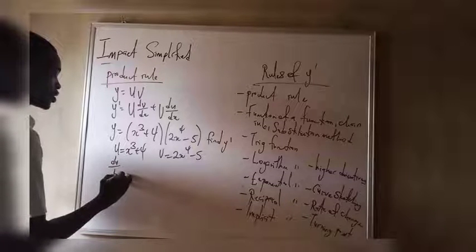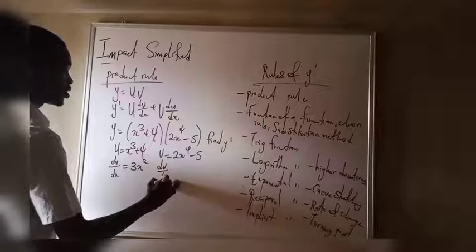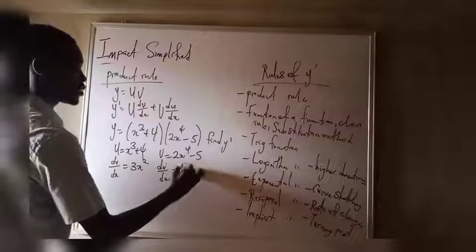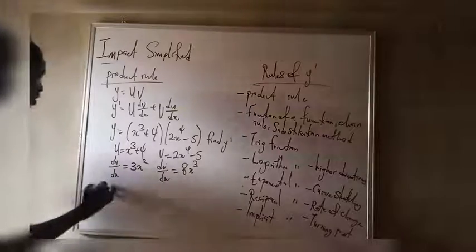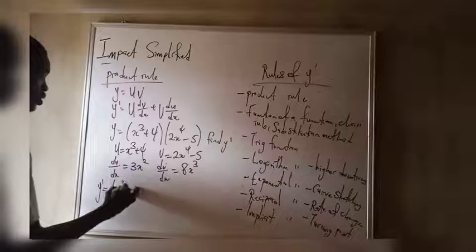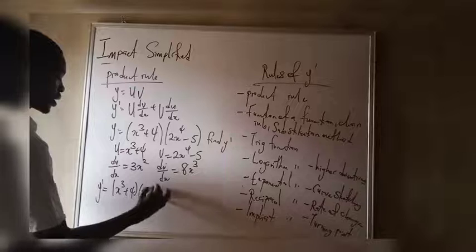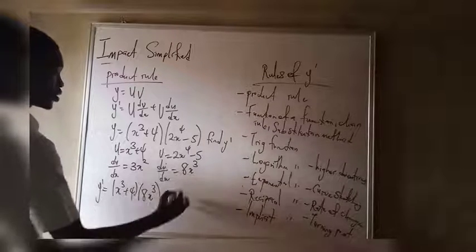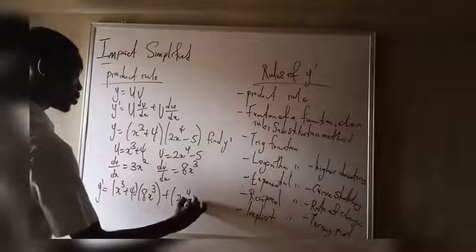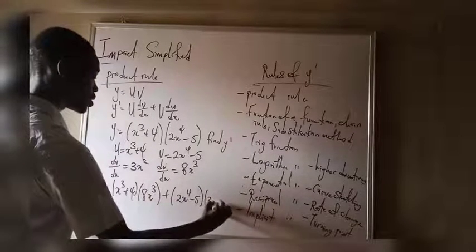That will give us du/dx: differentiate this, that will give us 3x squared. And dv/dx: differentiate this, that will give us 8x cubed. After this, we now make use of the formula. And what is the formula? u dv/dx plus v du/dx. What is your u? x cubed plus 4, multiplied by 8x cubed, plus v, which is 2x to the power 4 minus 5, multiplied by 3x squared. And after that, you simplify everything.